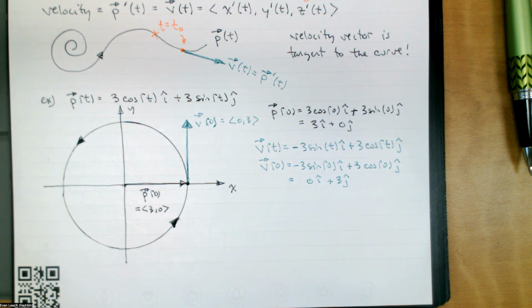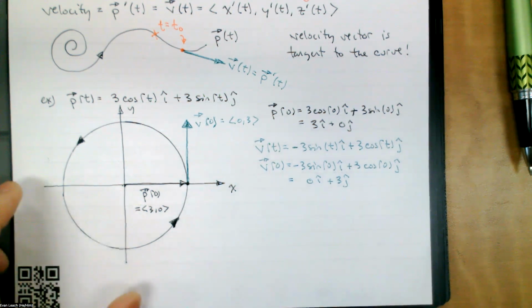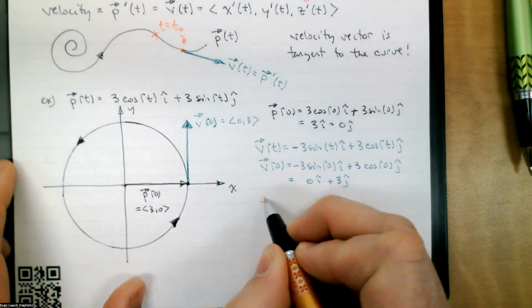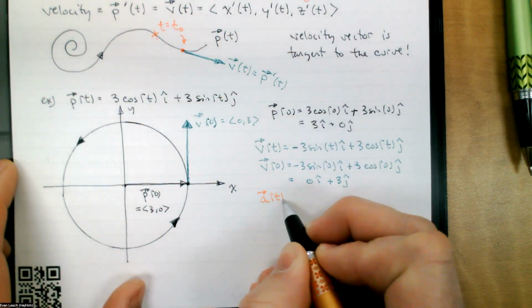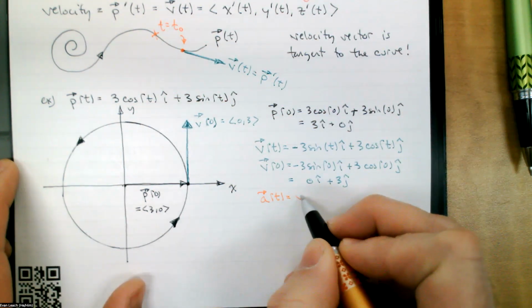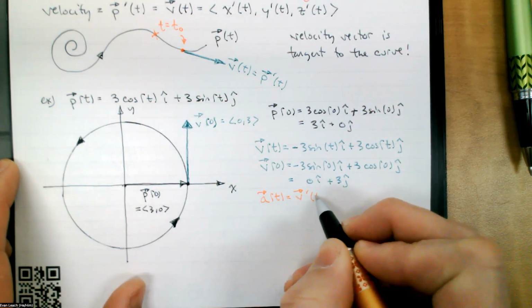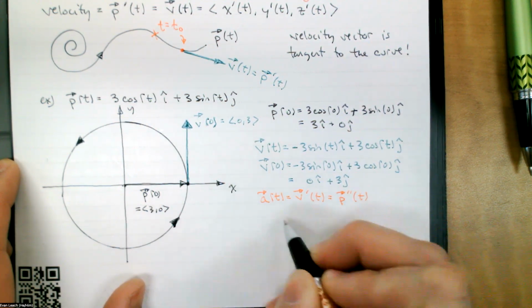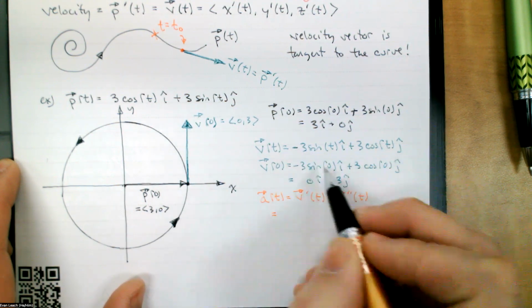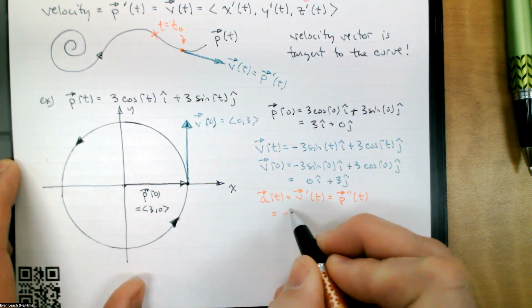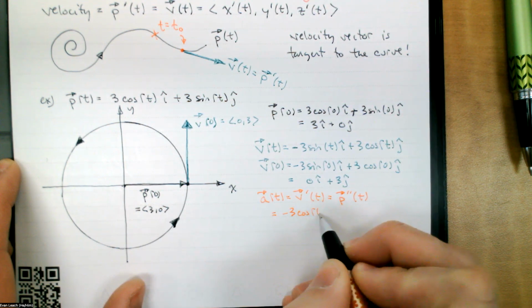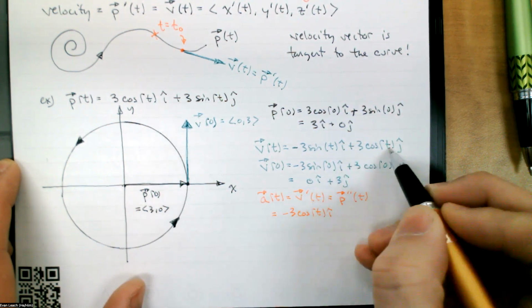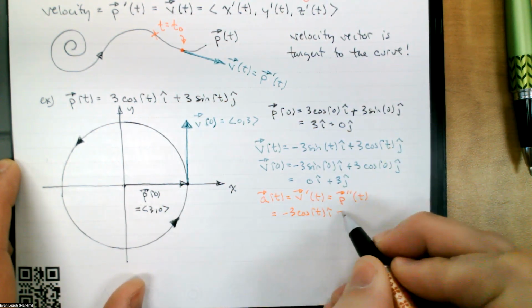Now, I didn't explain how to find the acceleration vector, but if you were guessing, are we just going to take the derivative of velocity? Then you are correct, because that's how this stuff works. And we like to be consistent. So our acceleration vector is going to be the derivative of the velocity vector, which will be the second derivative of the position vector. So the derivative of negative 3 sine is negative 3 cosine. The derivative of 3 cosine is negative 3 sine.